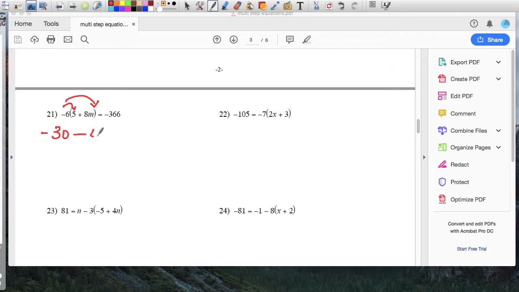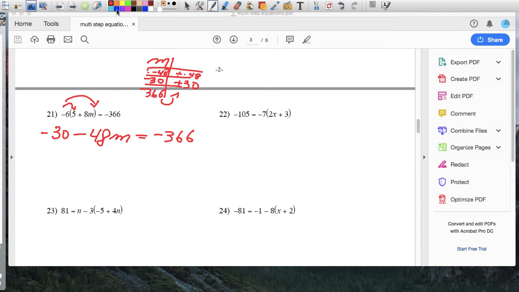Again, 6 times 8 is 48m equals negative 366. We can do our story. We have a variable m, which is being multiplied by negative 48, minus 30, which gives you negative 366. So we're going to do plus 30 and then divide by negative 48.